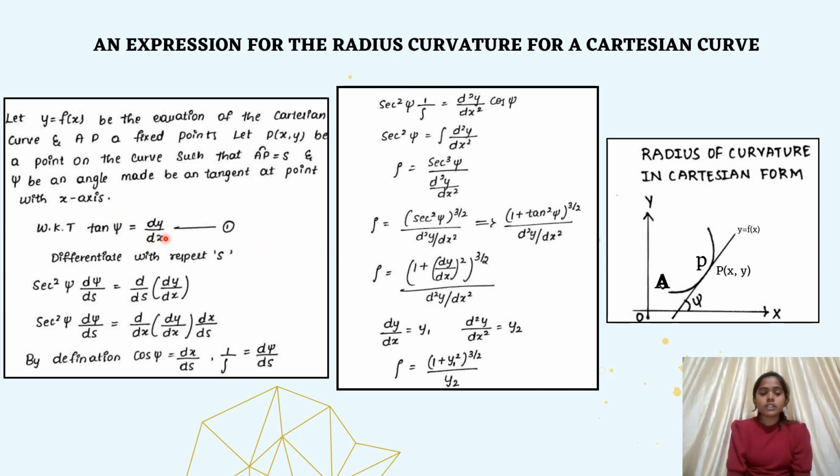From equation number 1, tan square psi becomes (dy by dx) whole square. Rho equals (1 plus (dy by dx) whole square) whole to the power of 3 by 2 divided by d square y divided by dx square. Consider dy by dx equal to y1, d square y divided by dx square equal to y2. Finally, the radius of curvature of a Cartesian curve formula becomes rho equal to (1 plus y1 whole square) whole to the power of 3 by 2 divided by y2.